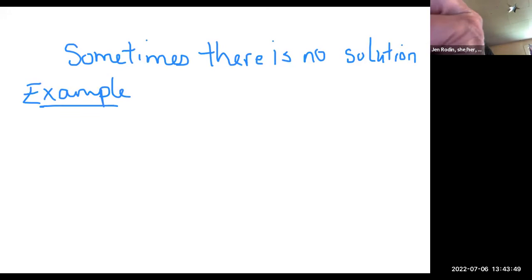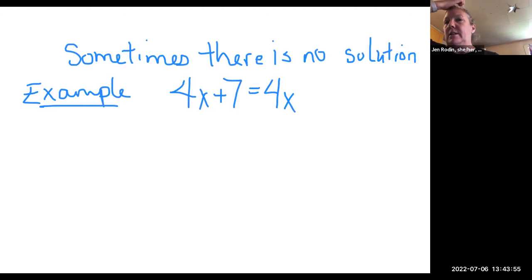For example, if someone asks you to solve 4x plus 7 equals 4x. In fact, there was one like that on one of those worksheets. And someone already figured it out and sent it in. So good job to you. You know who you are. Pat yourself on the back.